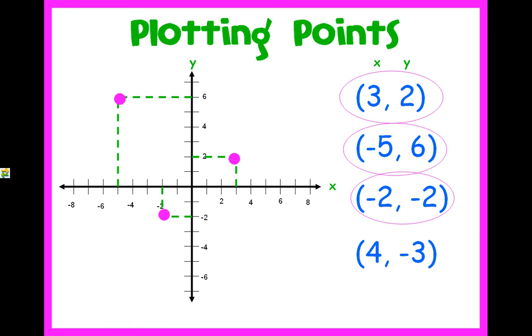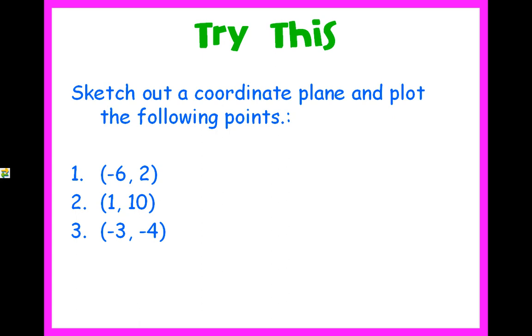The last example is 4, negative 3. So we're moving right 4 because it's positive. And then we're moving down 3 because it is negative. The point where they meet is the point that we plot. Okay, I want you to sketch out a coordinate plane and plot these following points. Try it out, see how you do.